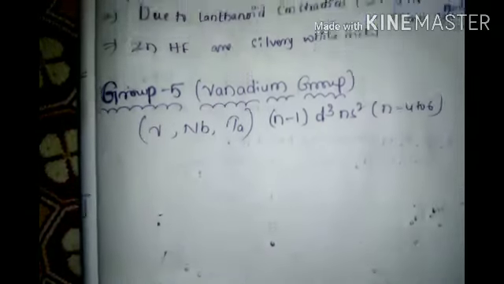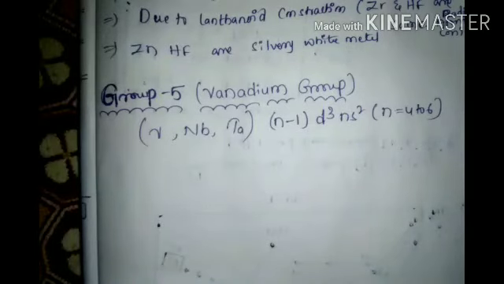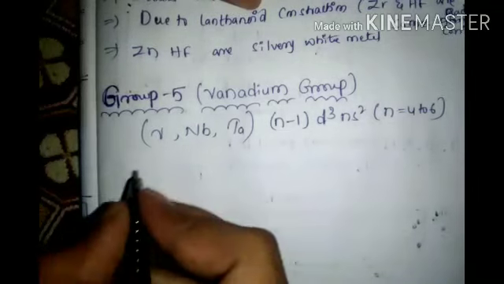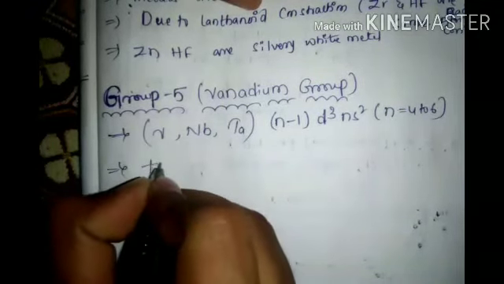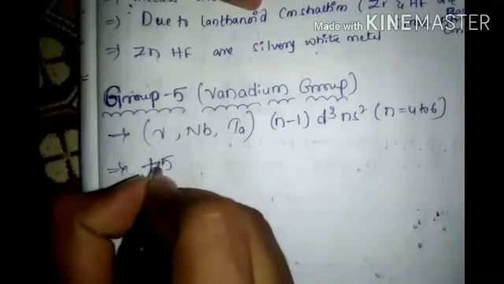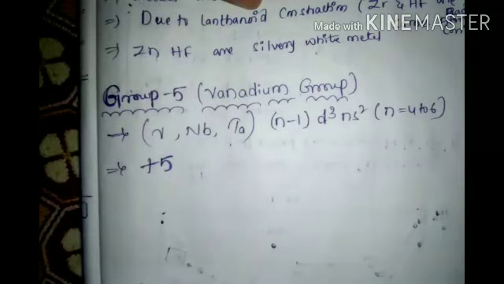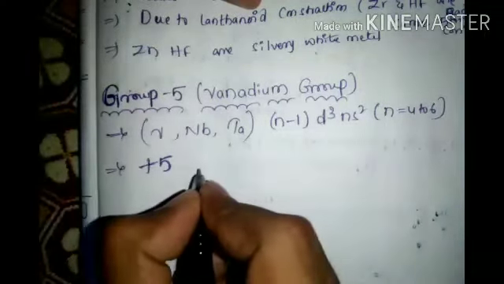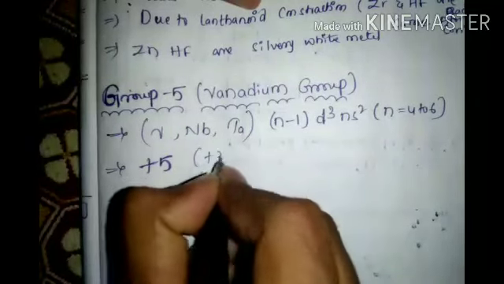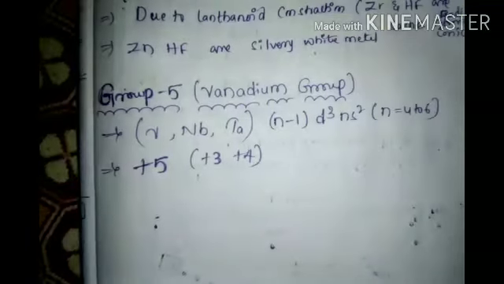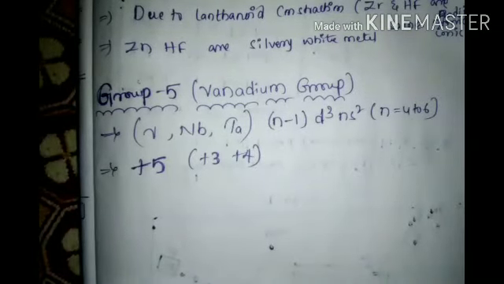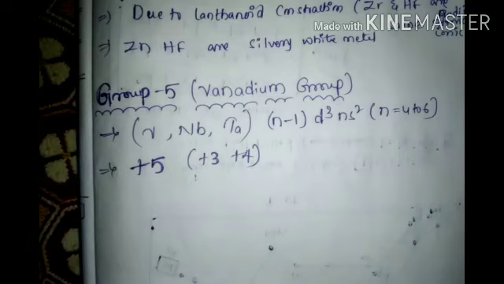As usual, how to write the electron configuration is also very important. The most stable oxidation state is +5, but sometimes it also shows +3 and +4.